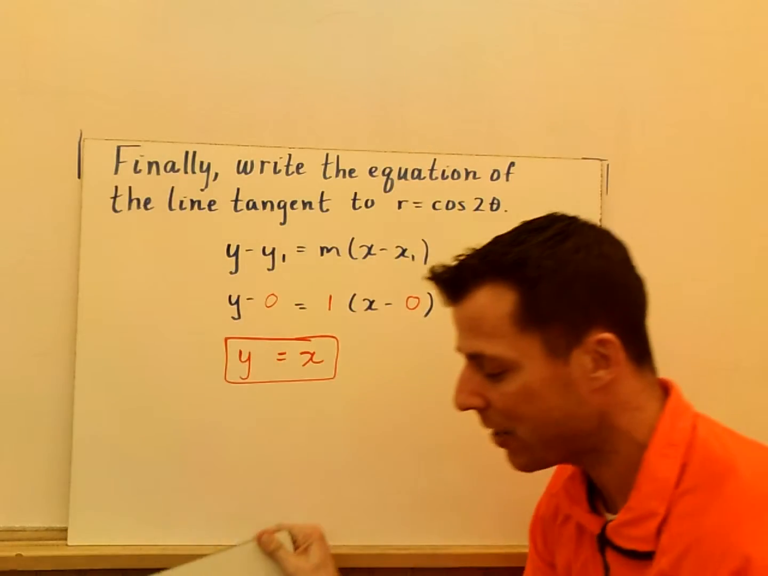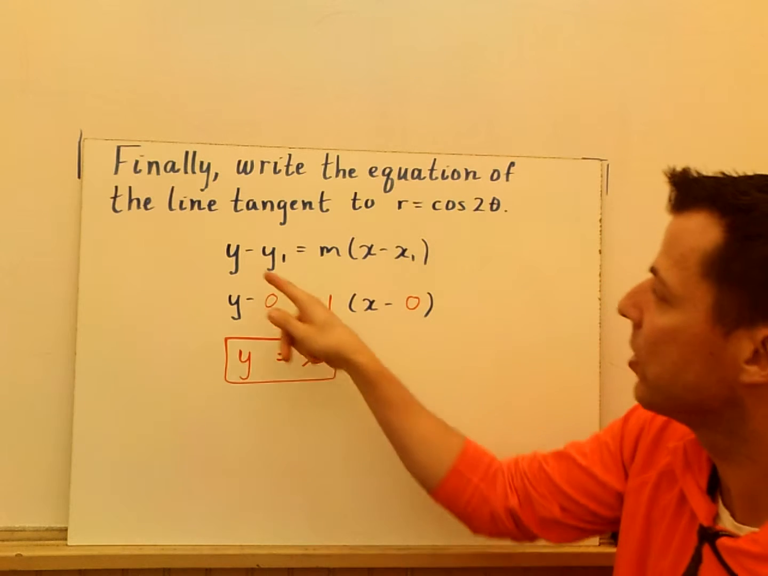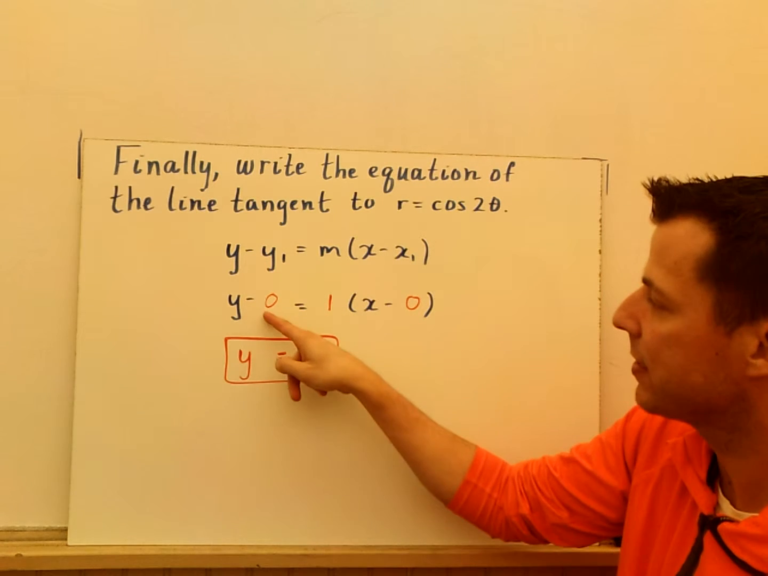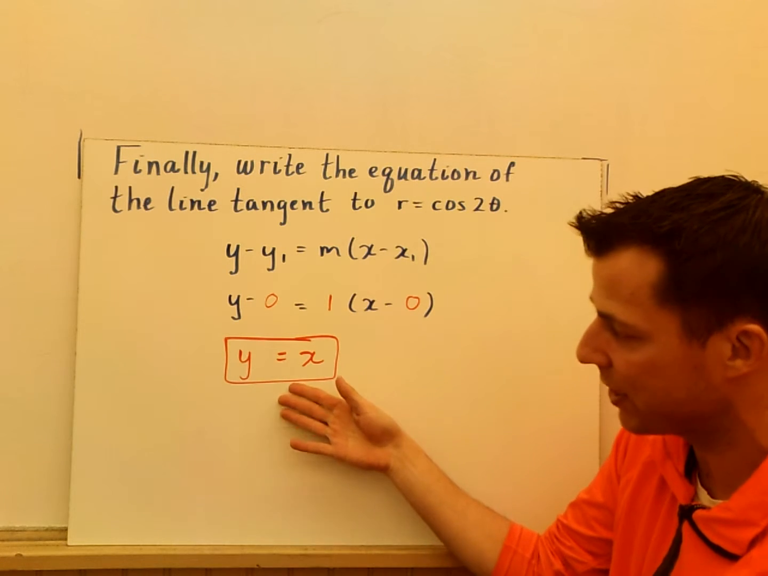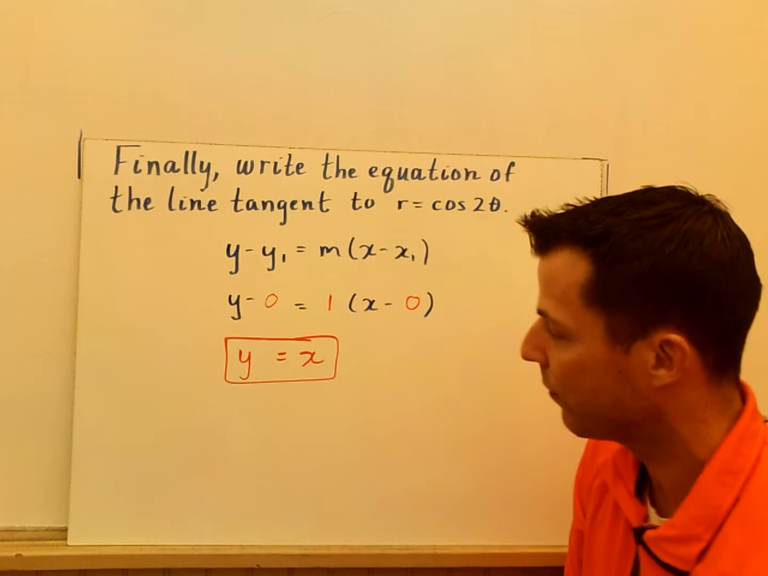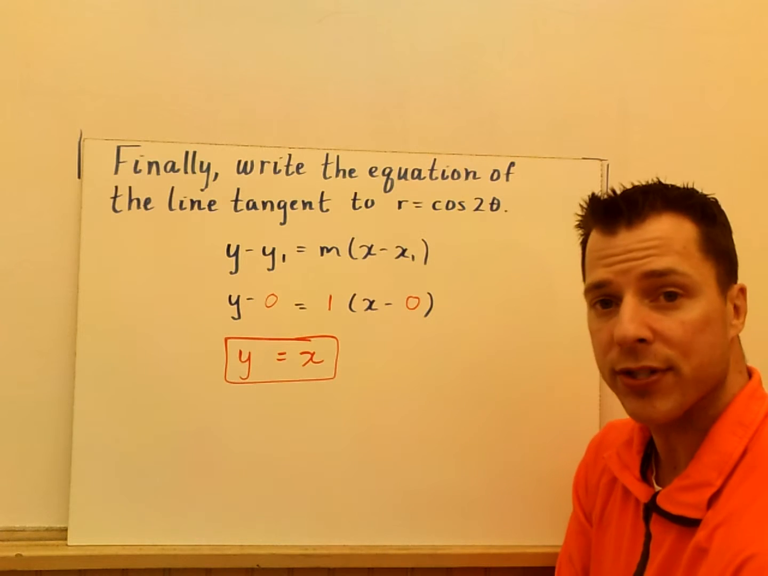And last step is now substitution into our point-slope formula. So y minus 0 equals 1 times x minus 0. So the equation of the tangent line at that theta, pi over 4, is y equals x.